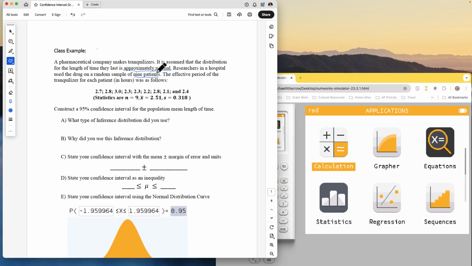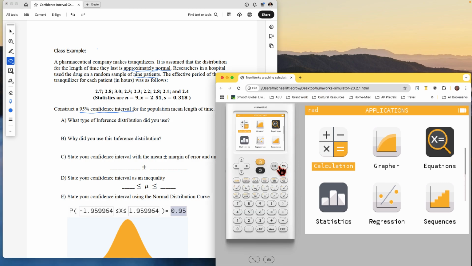Since the population is normal, we can use a sample of less than 30 and we'll be okay. The effective period of the tranquilizers for the patients is as follows. So you could enter this in as your data. I went ahead and did that just to make this a little easier, because on the test we'll give you this stuff. The n is equal to 9. The sample mean is 2.51. Let's just calculate it, and the sample standard deviation is 0.318. We're asked to construct a 95% confidence interval for the population mean length of time.